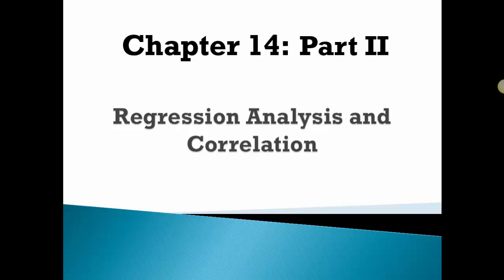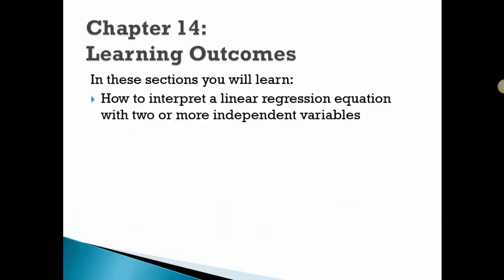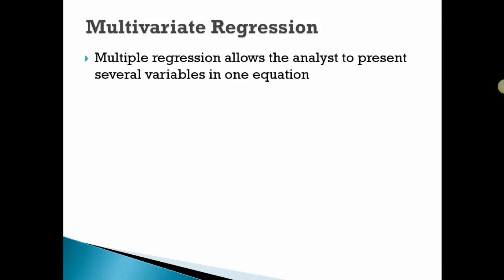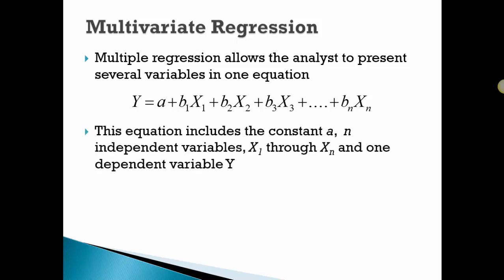In the second part of chapter 14, we're still talking about regression, but we're going to talk about multivariate regression. So multivariate regression allows the analyst to present several variables in one equation. And by several variables, we mean several independent variables. We're still trying to predict one y variable, but we're using more than one independent variable.